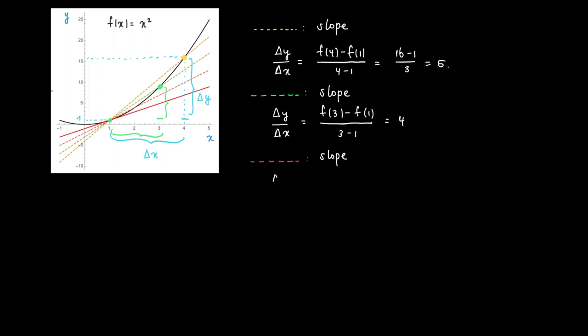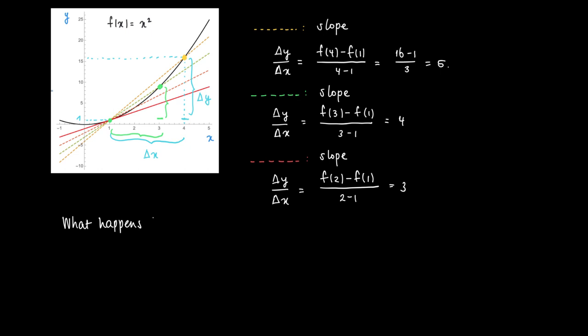In a similar fashion, we can calculate the change from going from (1, 1) to (2, 4). This represents the slope of the red dashed line, which is f(2) minus f(1) divided by 2 minus 1, which equals 3. So now we may ask ourselves, what does this give if we keep decreasing the step size, delta x?